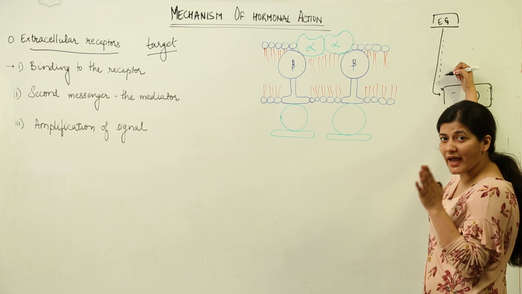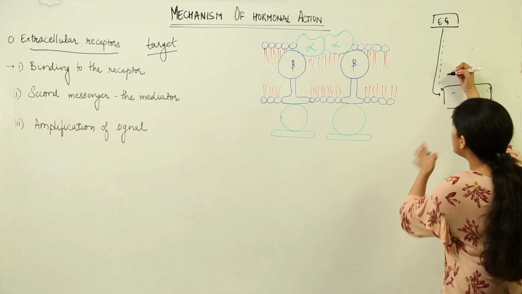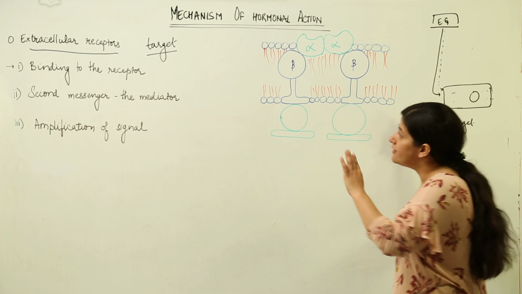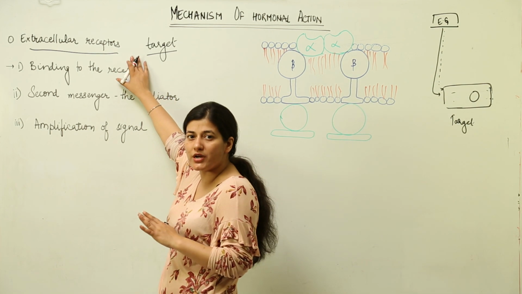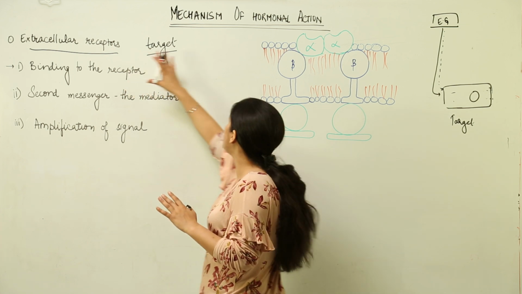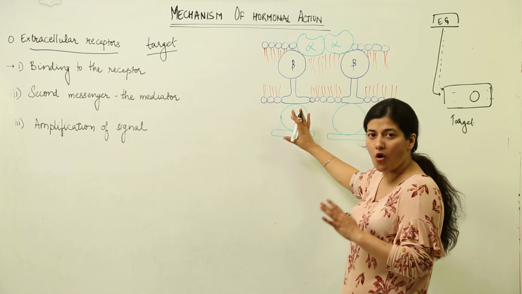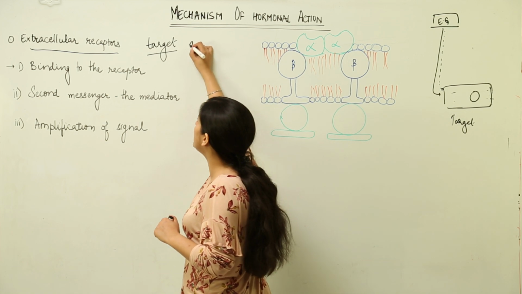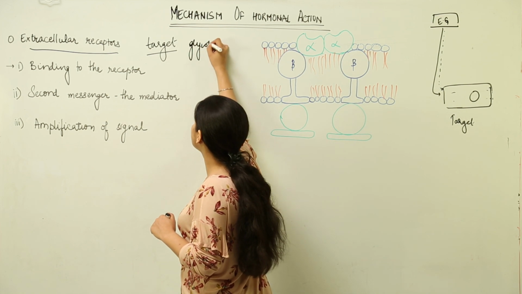If it is not in the category of steroids, it would undergo the mechanism that we are studying now. If it is a protein hormone, then it will have to deal with extracellular receptors which are present on the plasma membrane of the target cell. Now these extracellular receptors are primarily glycoproteins only.